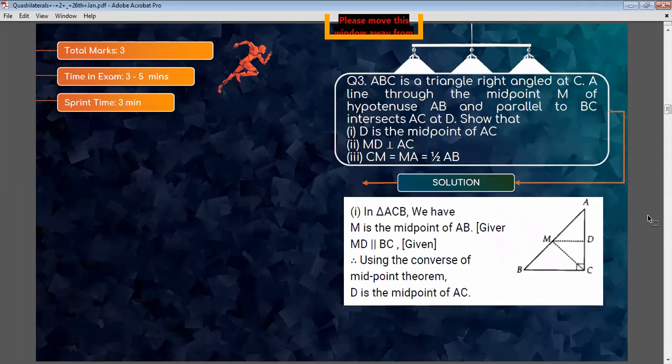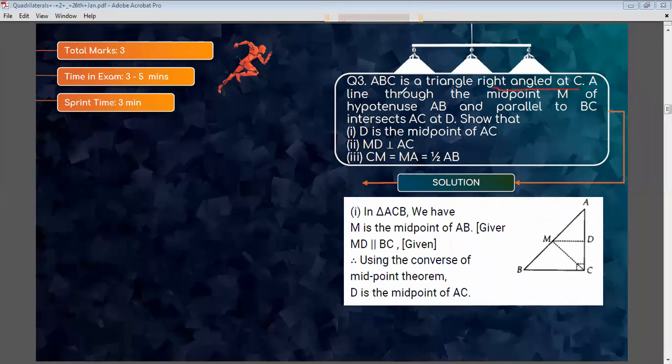Let's move to next, question number 3. This contains 3 marks. ABC is a triangle right angled at C. A line through the midpoint M of hypotenuse AB, parallel to BC, intersects AC at D. We have to prove 3 things. First, D is the midpoint of AC, MD is perpendicular to AC, and CM is equal to AM, or half AB.